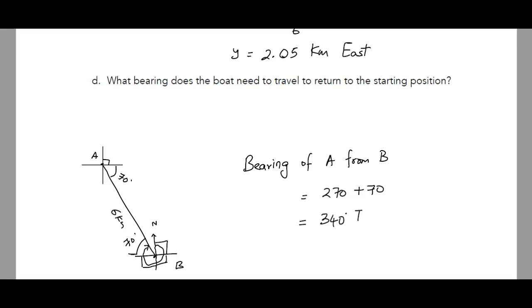T. So let me repeat this again. These two angles are alternate angles, so they are going to be equal to each other. That's my 90, plus 90 is 180, plus another 90 is 270, plus 70 gives us 340 degrees T. And that's the direction the boat needs to travel to return to its starting position.